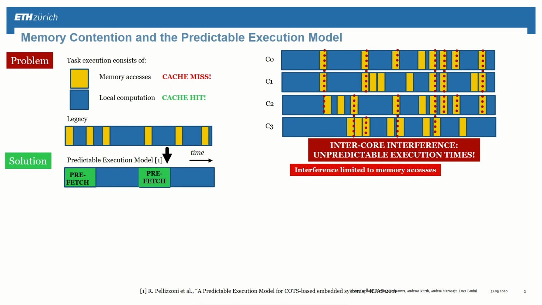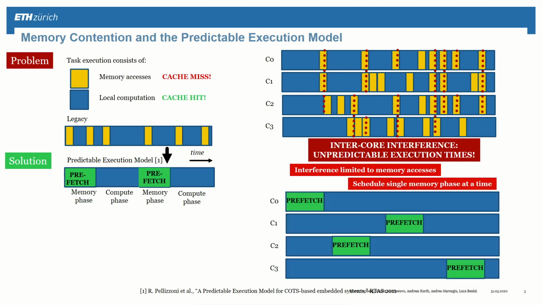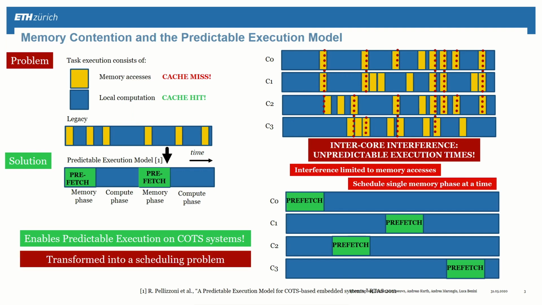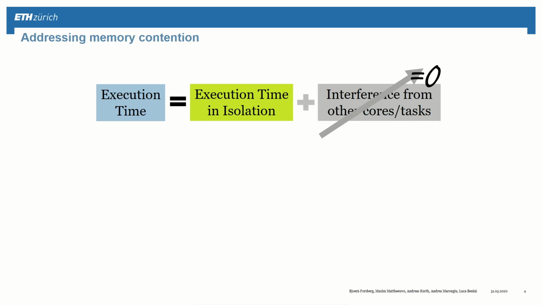We call each block of these memory accesses a memory phase, and we use it to prefetch data to the local memory where we do the computation in a correspondingly named compute phase. Now, if we schedule a single memory phase at a time, we avoid the interference problem altogether, enabling predictable execution on commercial off-the-shelf systems through transforming it into a scheduling problem.